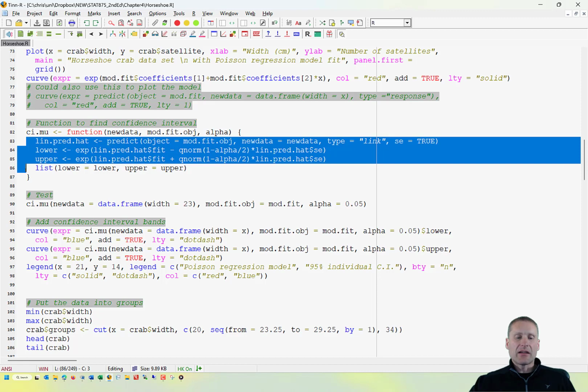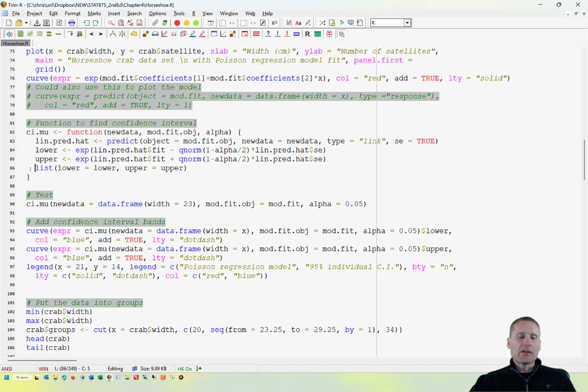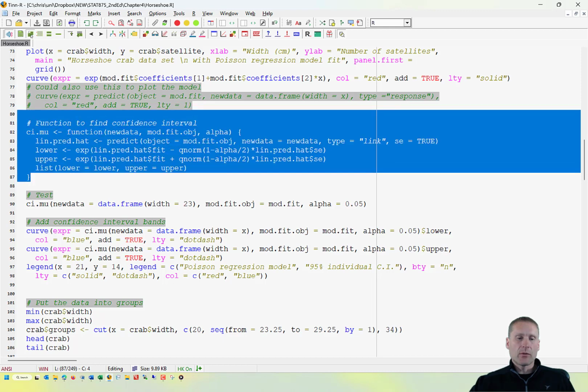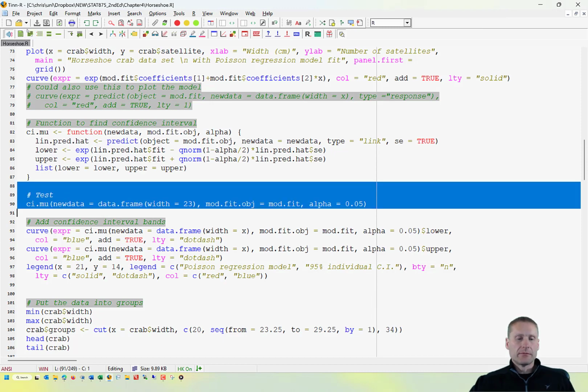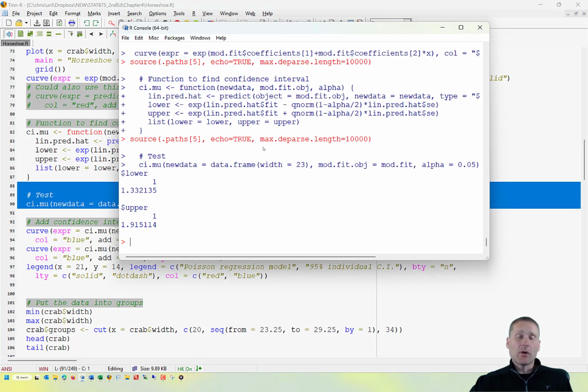So the next set of lines are exactly what we've seen essentially before when I found a confidence interval for mu, where I first found a confidence interval for the log of mu, and then I transformed it to be a confidence interval for mu. Again, this was a Wald interval. And so I'm going to have the lower limit, I'm going to have the upper limit. And so what this function is going to do is return in a list format the lower limit and the upper limit. Let me go ahead and run that. Let's try it out at a width of 23 and I get exactly what we had before.